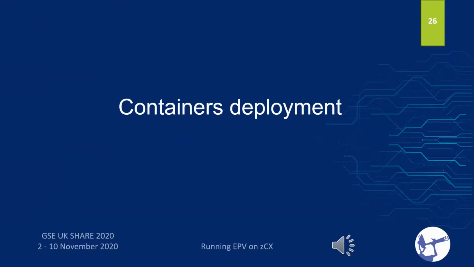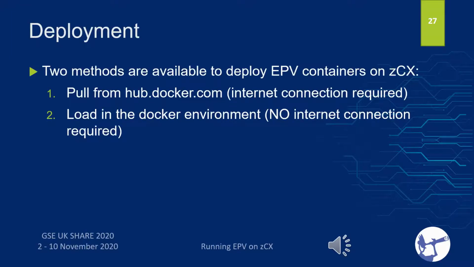Maybe you're wondering how difficult it is to get started with all this stuff. So let's talk about the deployment. If you have an internet connection available, then the easiest way to deploy is to connect to hub.docker.com and pull our project. Otherwise, if you don't have any internet access, you have to manually load our project in your Docker environment.